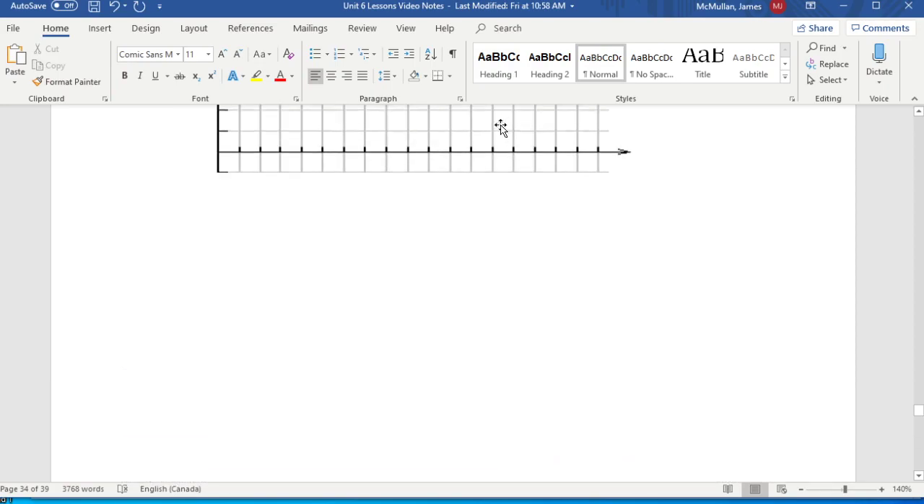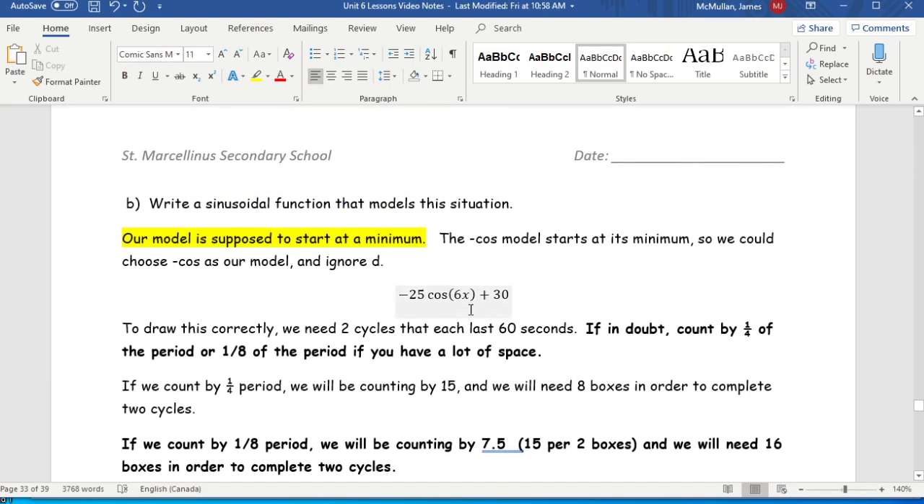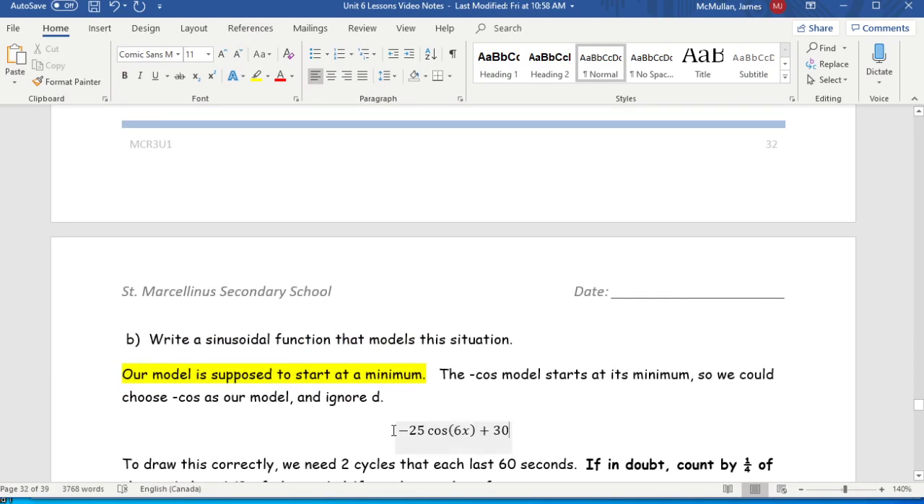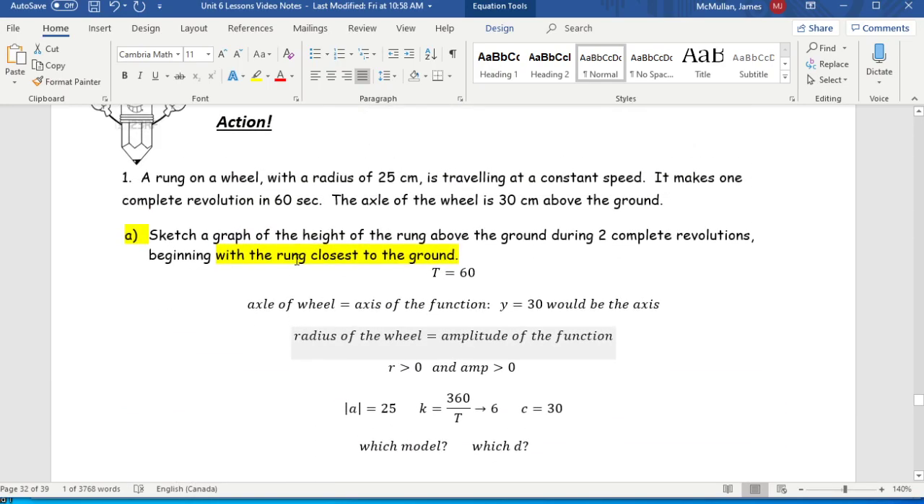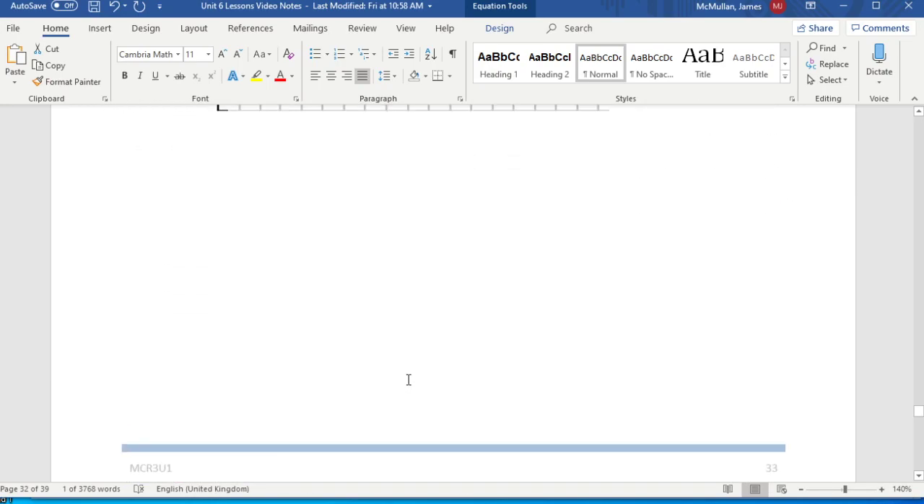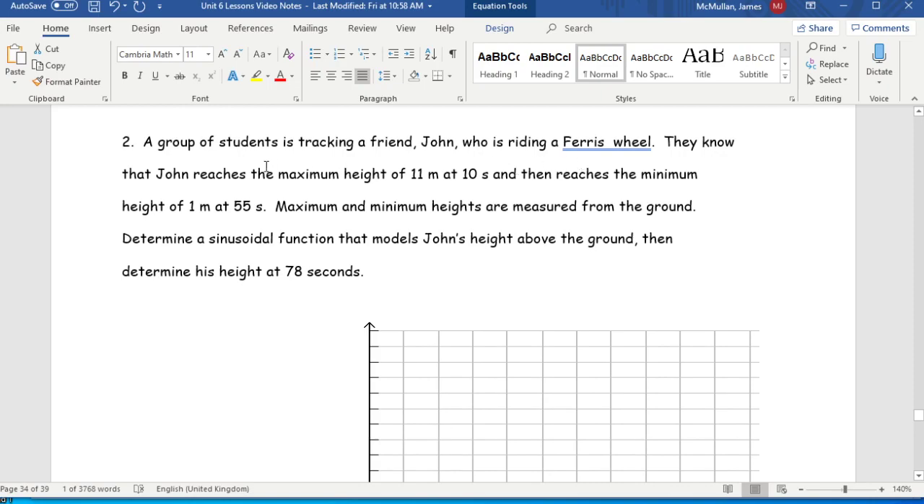I think we answered everything it asked, right? It said write a sinusoidal model that does it. We did that, and we drew a graph. All right. A group of students is tracking a friend who is riding a Ferris wheel.